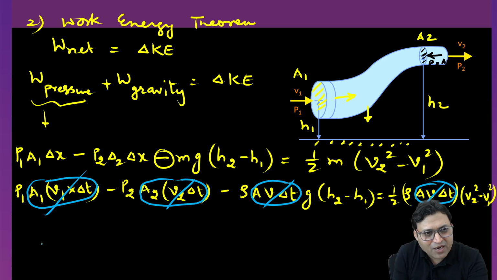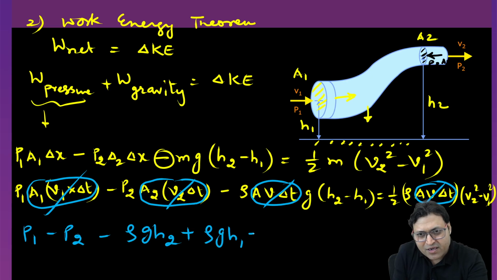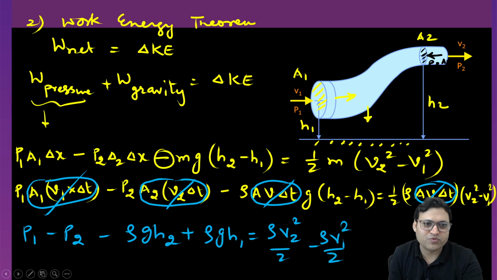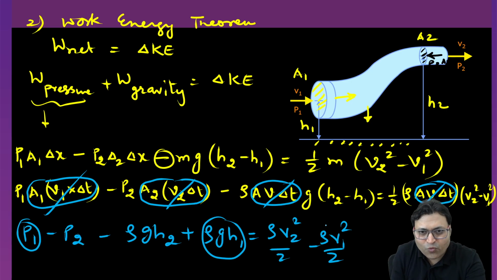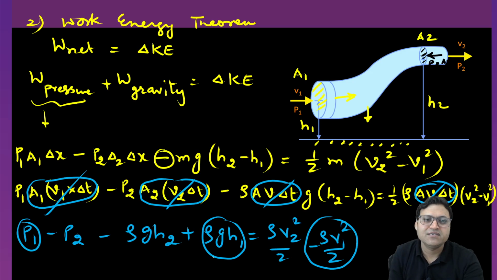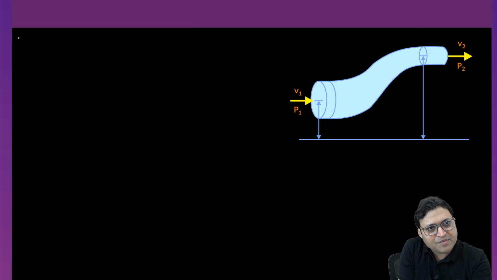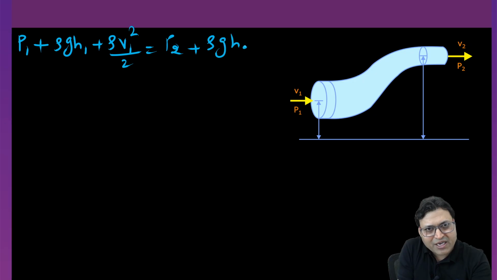So our expression will be p1 minus p2 minus rho g h2 plus rho g h1 is equal to rho v2 square by 2 minus rho v1 square by 2. If we take the terms of point 1 on the left hand side, and the terms of point 2 on the right hand side, then our equation will become p1 plus rho g h1 plus rho v1 square by 2 is equal to p2 plus rho g h2 plus rho v2 square by 2.